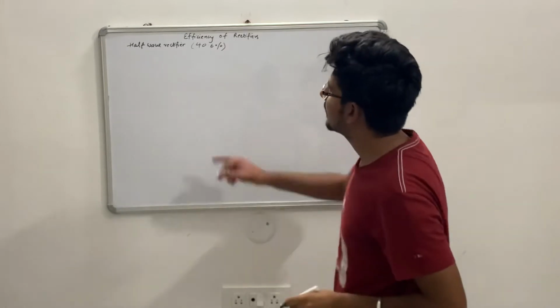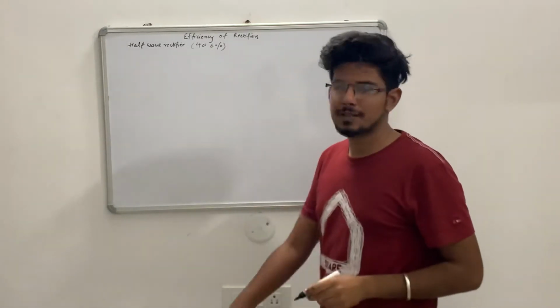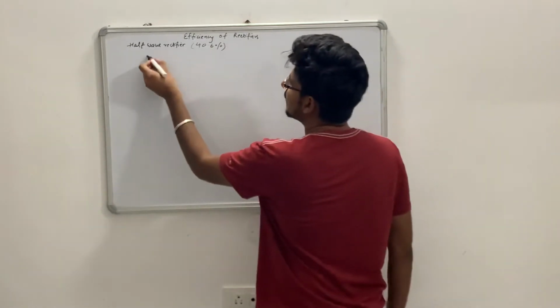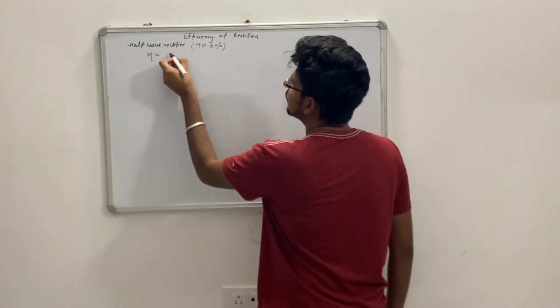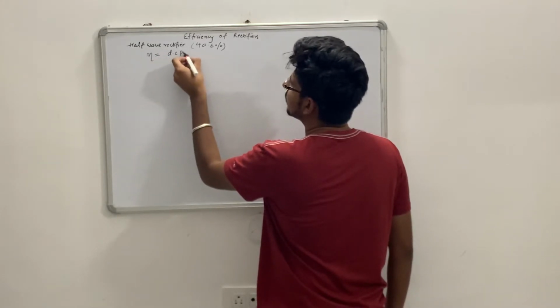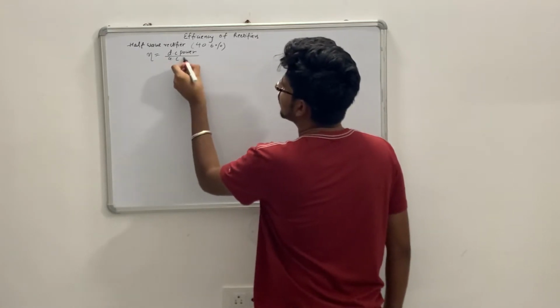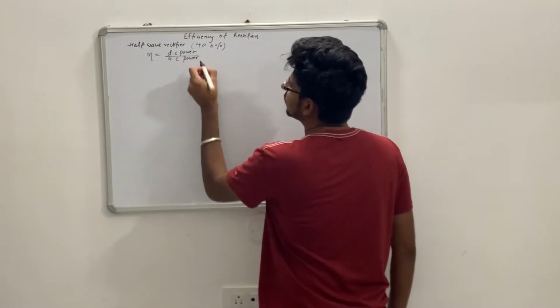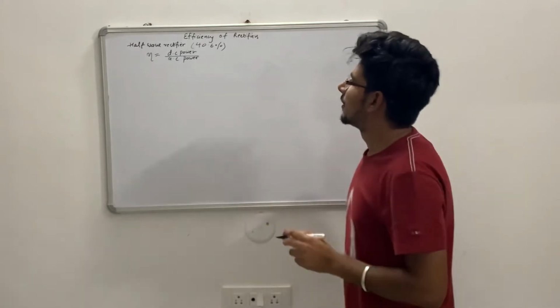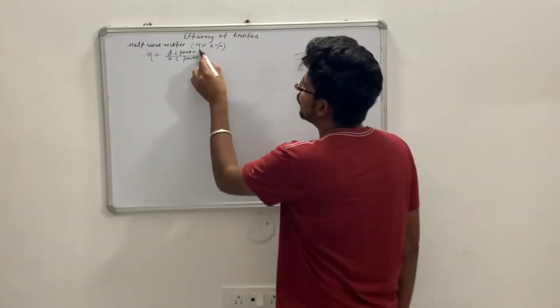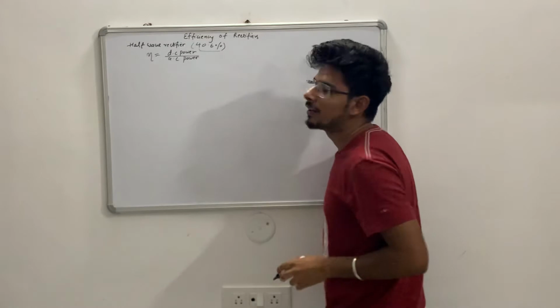Now we will calculate this efficiency by using some formulas. Firstly, we know that efficiency is equal to DC power divided by AC power. Now we will calculate this efficiency, that is 40.6% in the case of half wave rectifier.